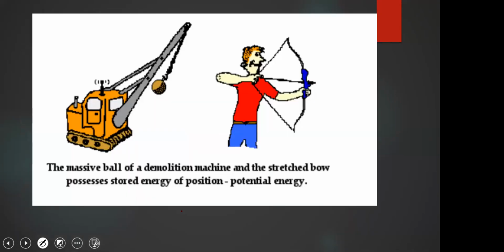Now here we have two examples of potential energy. One of them we said yesterday, like the massive ball of the demolition machine. It stores energy, and when it goes up and down to demolish the building, it starts to use its potential energy. And the stretched bow also stores potential energy when you move it backwards. Then when you release it, it will go forward.